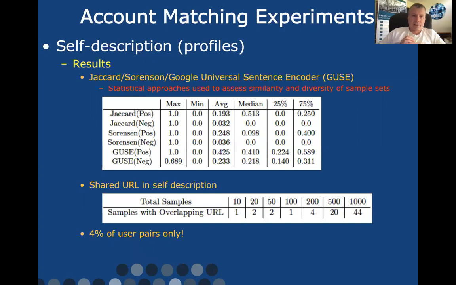Using that self-description in the profile, we explored how accurately we could identify the two accounts as being the same. We used a range of statistical measures, the Jaccard index, the Sorensen, and we also used the Google Universal Sentence Encoder, so GUSE, I guess, to explore that topic. And as you see, we have a mixed result using the profile information, with the best average being the positive identification of the Jaccard of 51%. But the results here are not as great as you would imagine.